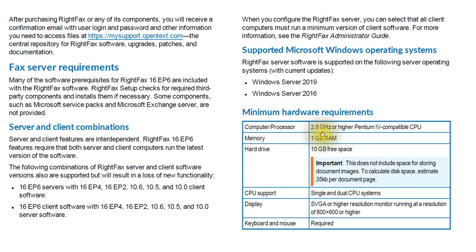Minimum hardware requirement: your computer should have a 2.6 gigahertz or higher Pentium processor. You should have at least 1 GB of RAM, and a hard drive with 10 GB of free space.